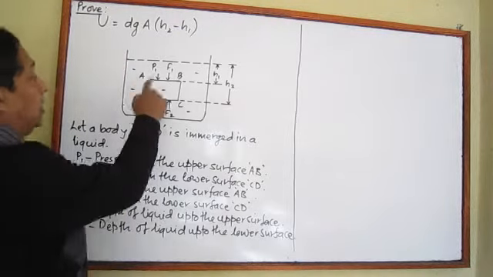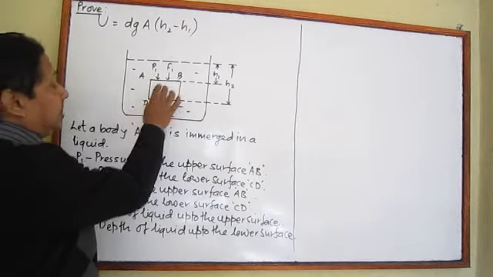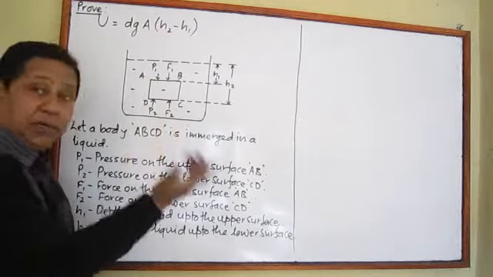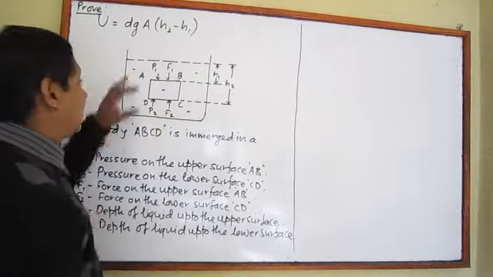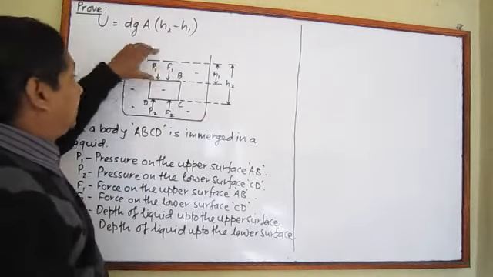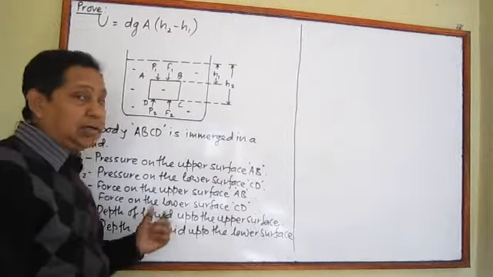Just for example, let P1 and F1 be the pressure and force acting on the surface AB, and P2 and F2 be the pressure and force acting on the surface CD. S1 and S2 are the depth up to the upper and lower surface of the body. This way also we can write.